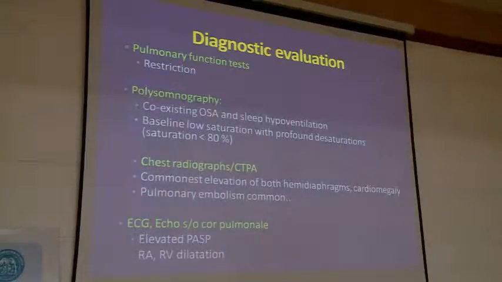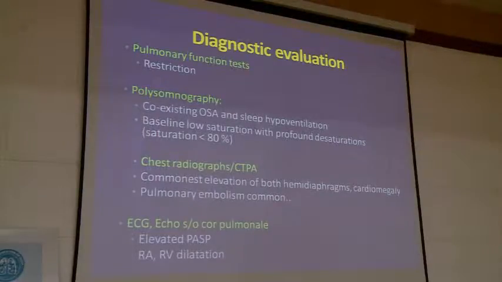Polysomnography is very important. So we basically see there is coexisting obstructive sleep apnea along with sleep hypoventilation. And the trick or the clue is that baseline saturation is low even before they go to sleep, and there are profound desaturations going less than 80% most of the time of the sleep.